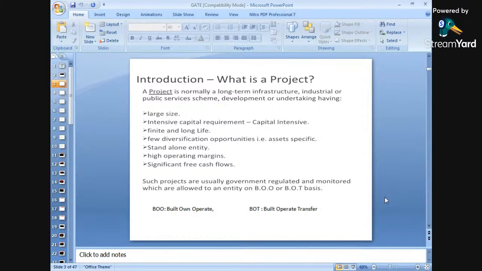Again, these two things are very important, that is BOO and BOT. What does BOO stand for? This is nothing but build, own, and operate. Build, own, and operate is very important. And build, operate, and transfer. These are the two different things to be considered while constructing a project. So there is build, own, and operate, and build, operate, and transfer.